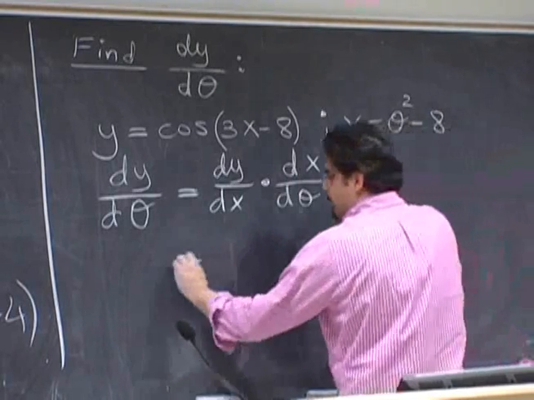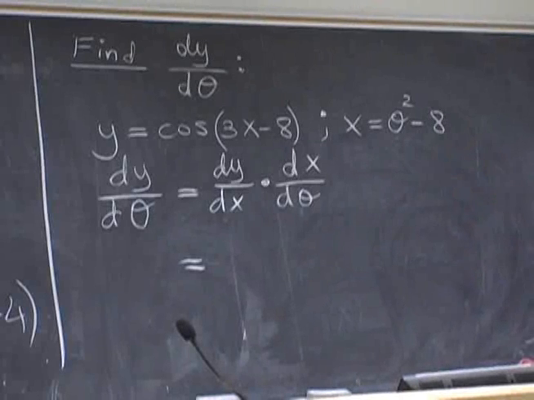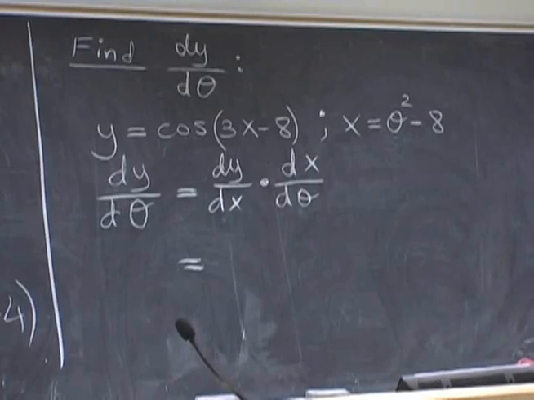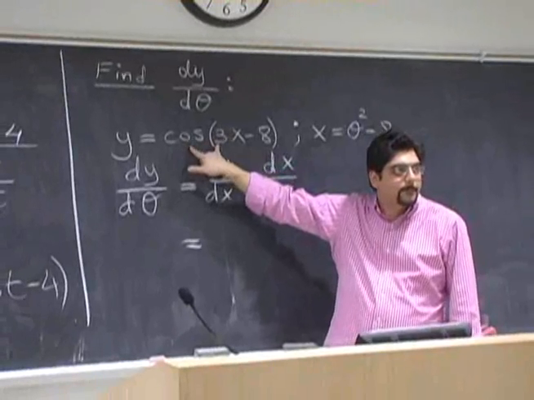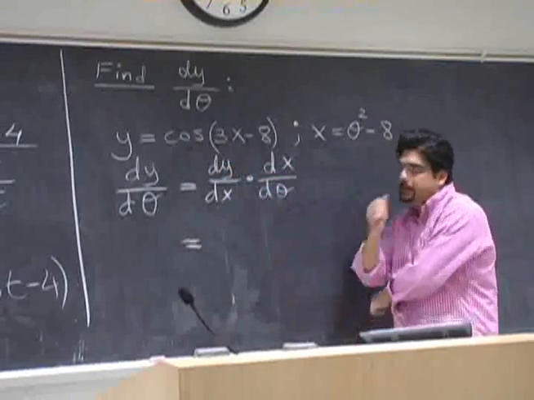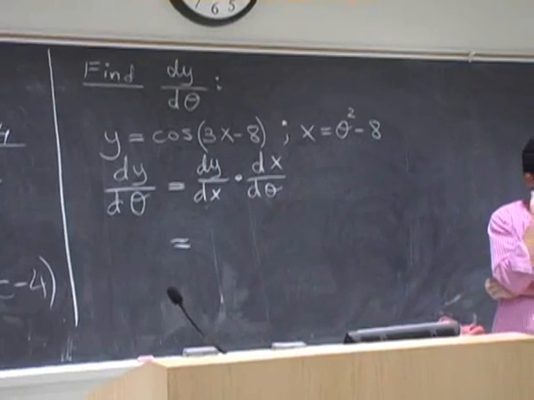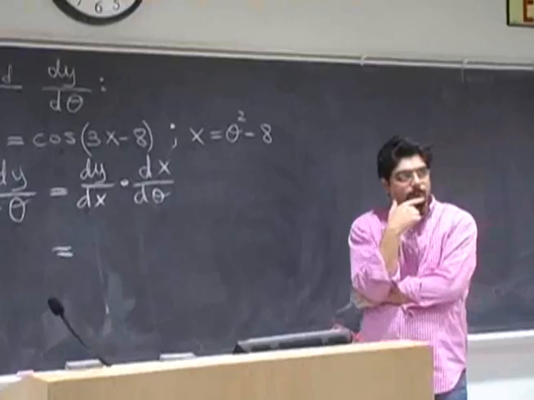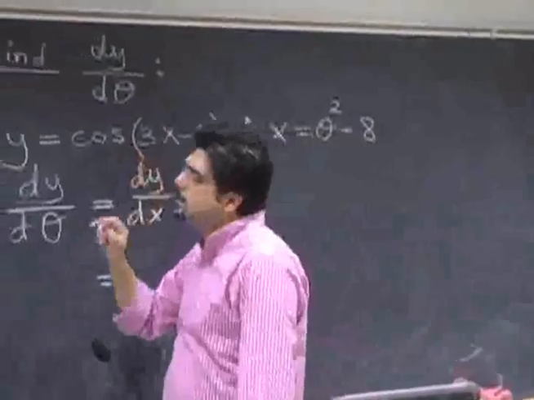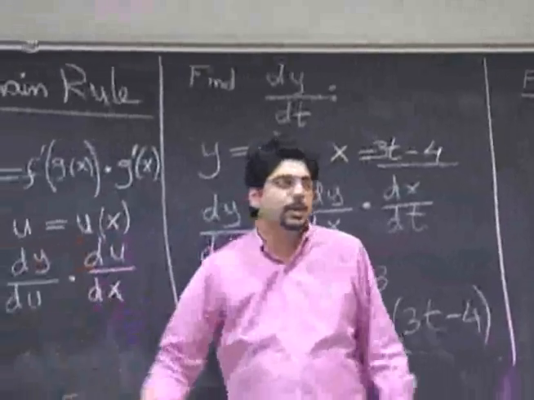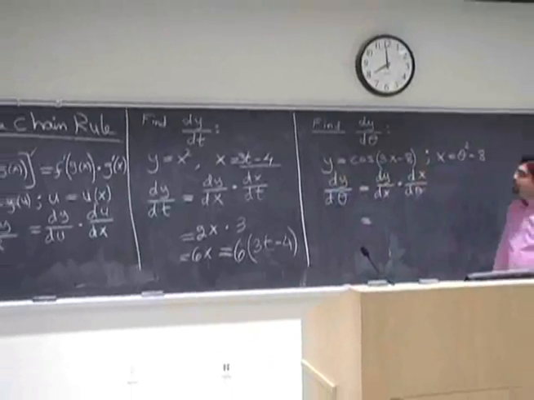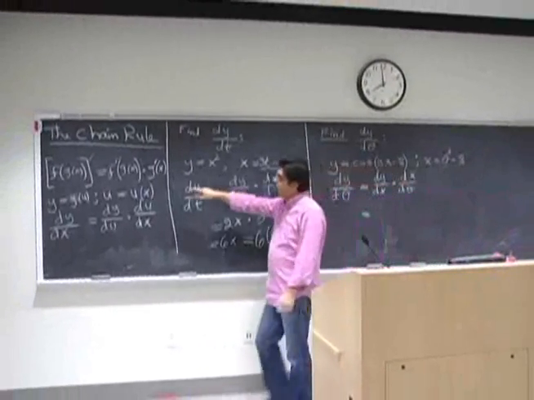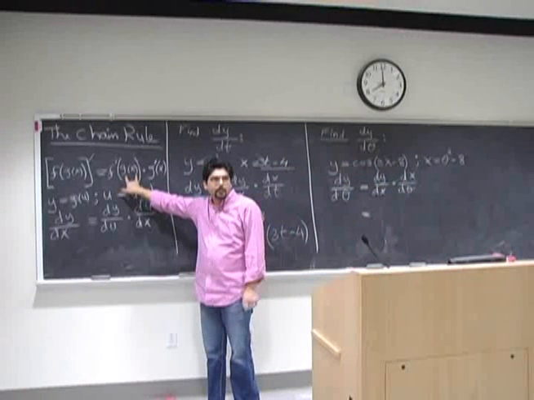Okay, what's dy dx? We have a problem here, right? Because y itself is a composite function, right? Okay? So how would we do that? If we were looking at this in terms of f of g of x, right? What is your f here? Cosine of x. And what is your g? 3x minus c. So according to the rule, I have to do f prime, leaving the inside the same, right?